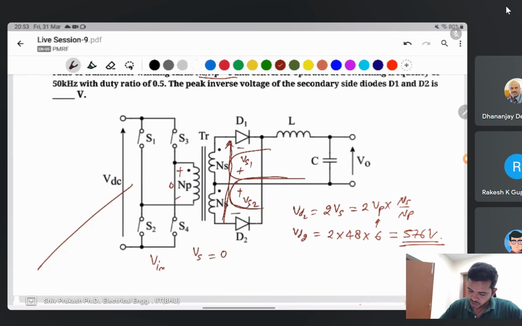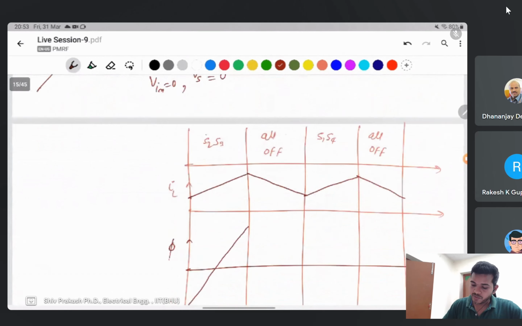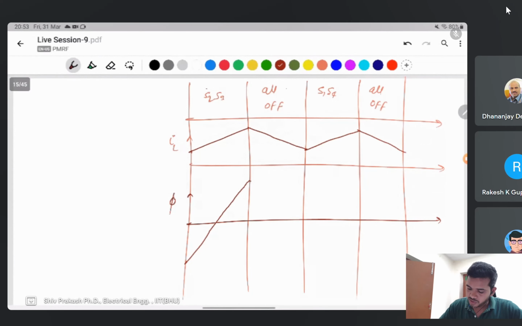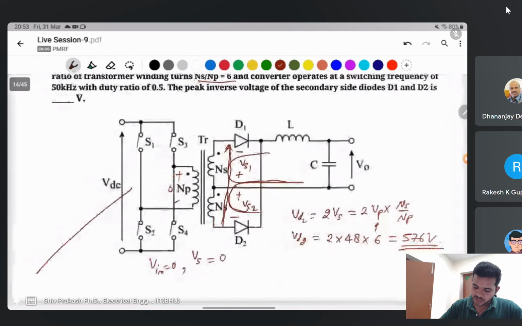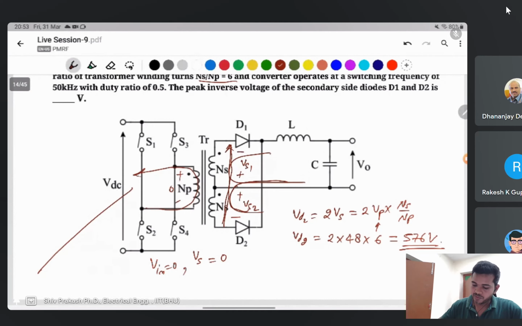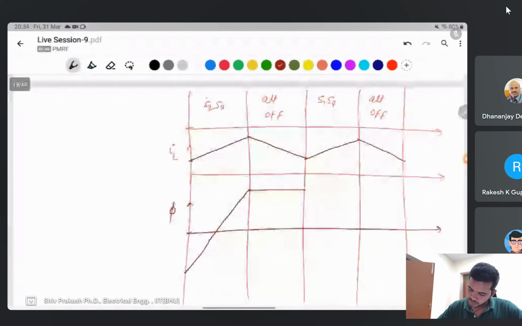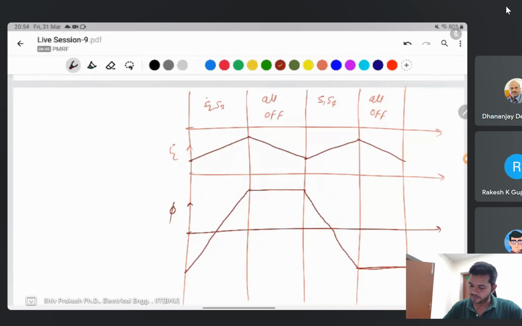And V in is also 0. The voltage is constant, so 0, then the flux will be constant when all switches are turned off. After S1 S4 is on, the same flux will flow through the negative, from positive to negative, like that. In the negative time and all off, the same flux is maintained in the core of the transformer. Then the shape of the flux is like that, trapezoidal. When the switch is off, the voltage will be off, so the flux is maintained constant.